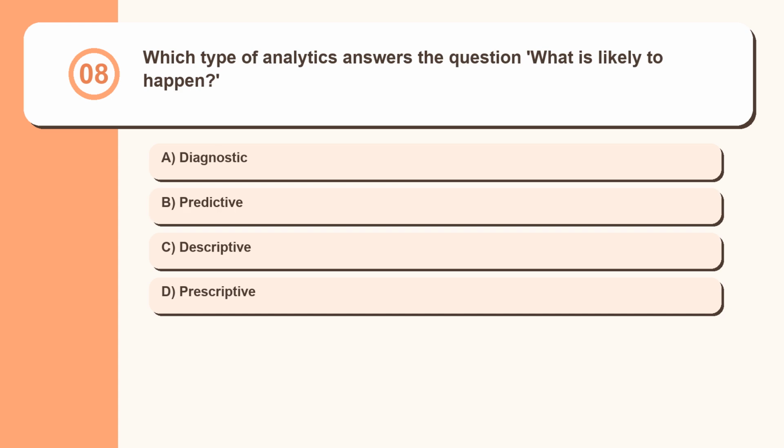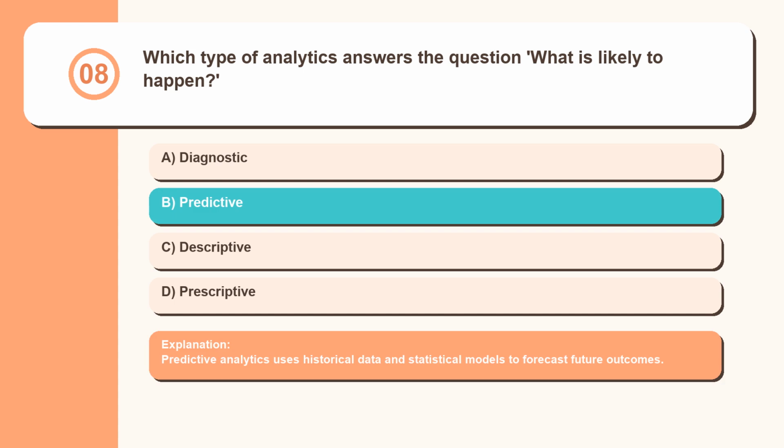Question 8. Which type of analytics answers the question, what is likely to happen? Diagnostic, predictive, descriptive, prescriptive. Predictive analytics uses historical data and statistical models to forecast future outcomes.